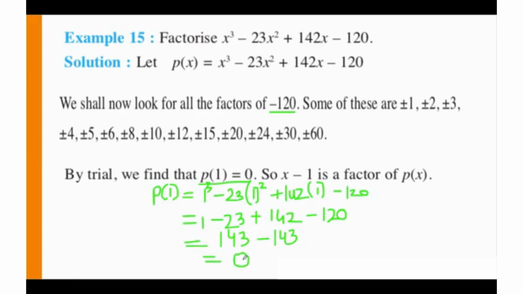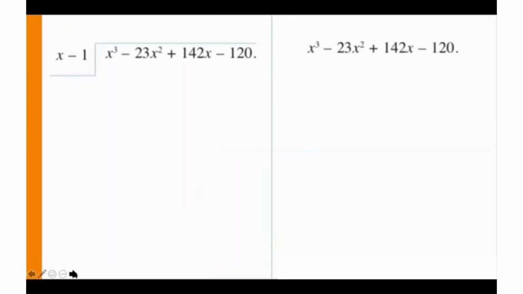And since p of 1 gives me 0, according to the factor theorem, if p of a gives you 0, then x minus a is the factor. Because p of 1 gave me 0, x minus 1 is a factor of this polynomial. Now we have found one of its factors. This will have 3 factors because it's a cubic polynomial. So let's find the other 2.